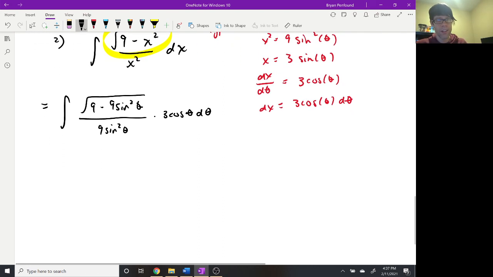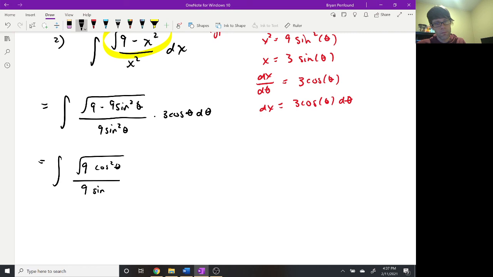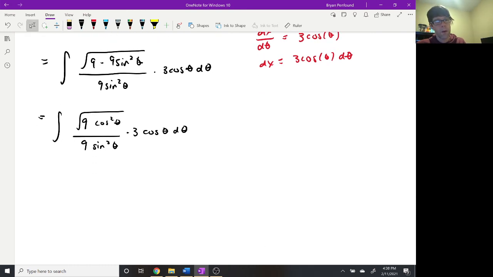Now our goal is to try to simplify this square root and hopefully get a resulting integral that has only maybe sines and cosines inside of it. So let's take a look at this square root up top. This should be 9, and then we're going to get 1 minus sine squared. 1 minus sine squared is cosine squared. That's going to allow us to get rid of the square root. So in the numerator, we're going to have 3 cosine theta. Denominator, 9 sine squared theta.